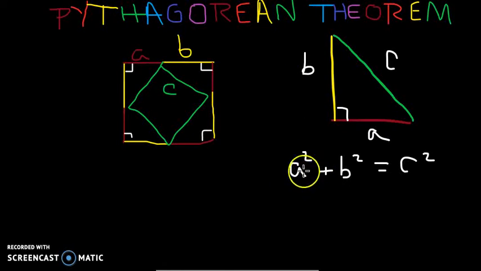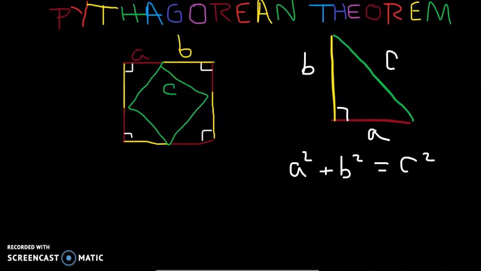Basically, all it says is that a squared plus b squared equals c squared, which means that the sum of the squares of the two legs of a right triangle equals the square of the hypotenuse. The hypotenuse is just the side of a triangle that's right across from that right angle.